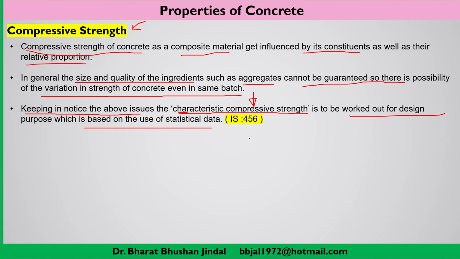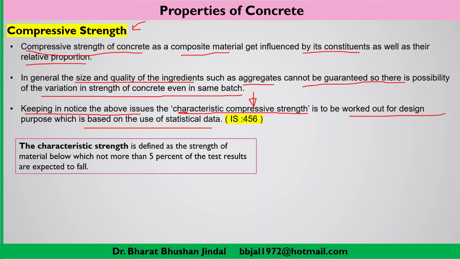So here, what we understand is that if you are casting a number of cubes, suppose you have cast 100 cubes, then each cube may have variation in compressive strength. So to utilize concrete and to understand the exact compressive strength, we will be using the term characteristic compressive strength, not the compressive strength. Now, what is characteristic strength?